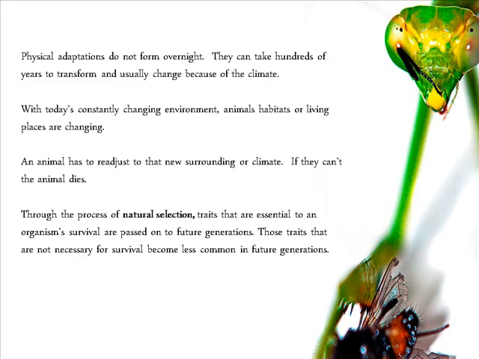Physical adaptations don't form overnight. They can take hundreds of years to transform, and usually change because of the climate. With today's constantly changing environment, animal habitats or living places are changing. An animal has to readjust to the new surroundings or climate. If they can't, the animal would die. Through the process of natural selection, traits that are essential to an organism's survival are passed on to future generations. Those traits that are not necessary for survival become less common in future generations.